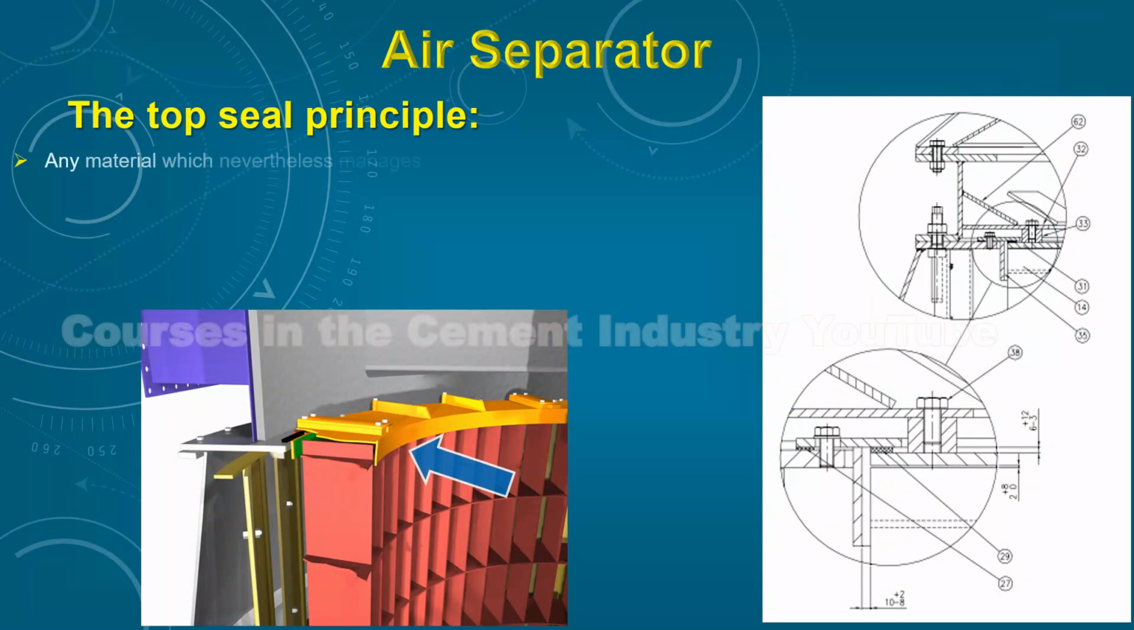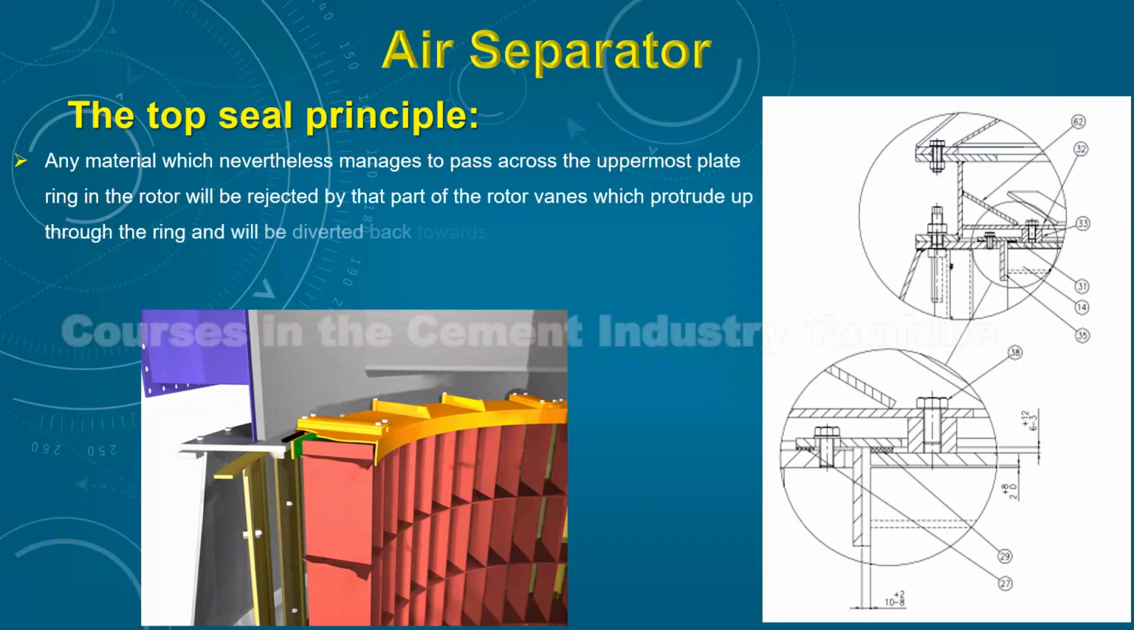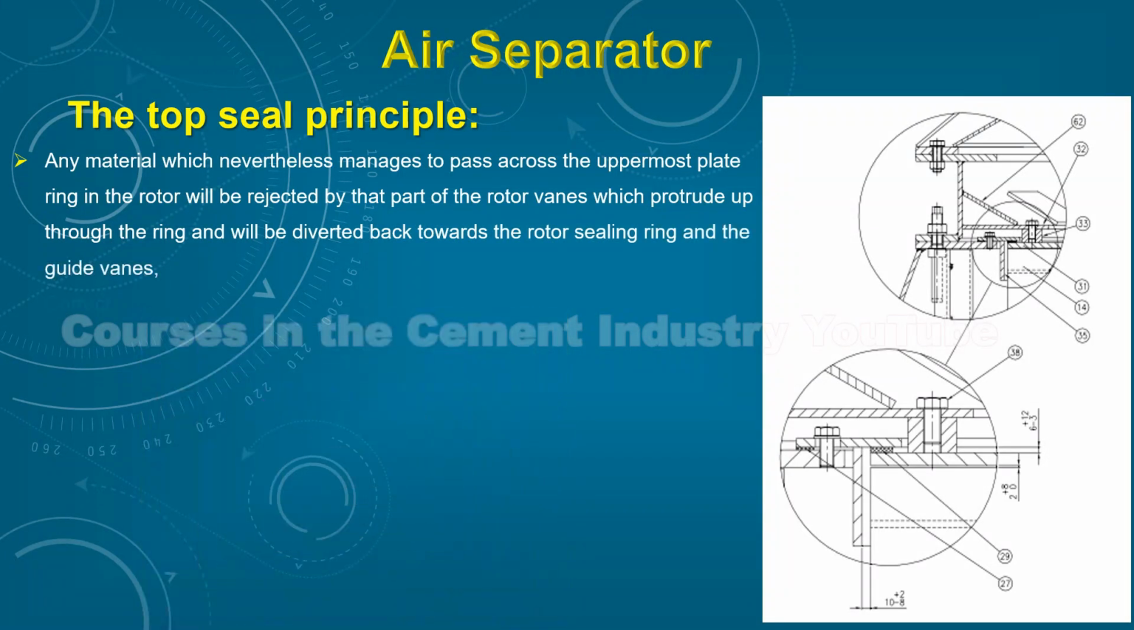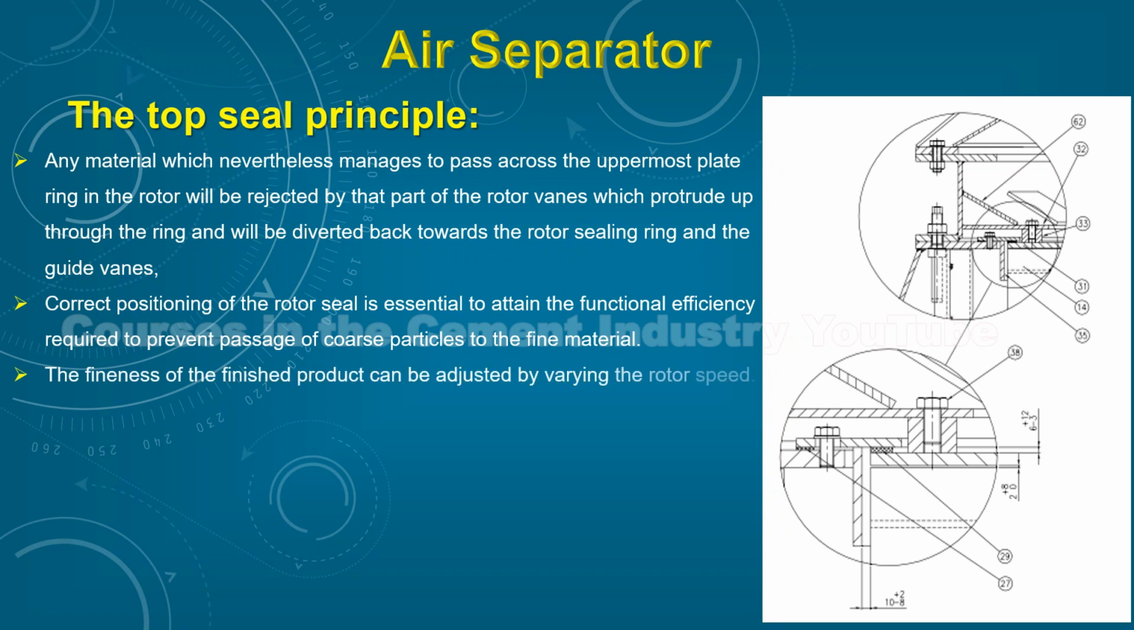Any material which nevertheless manages to pass across the uppermost plate ring in the rotor will be rejected by that part of the rotor vanes which protrude up through the ring, and will be diverted back towards the rotor sealing ring and the guide vanes. Correct positioning of the rotor seal is essential to attain the functional efficiency required to prevent passage of coarse particles to the fine material. The fineness of the finished product can be adjusted by varying the rotor speed.